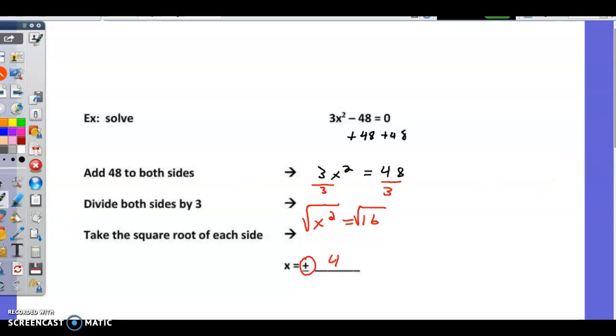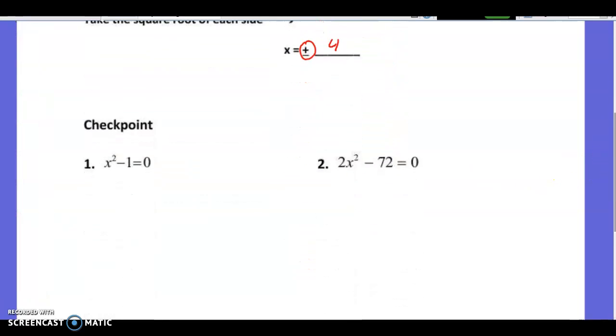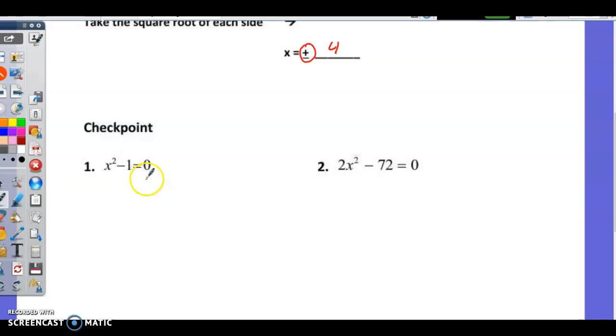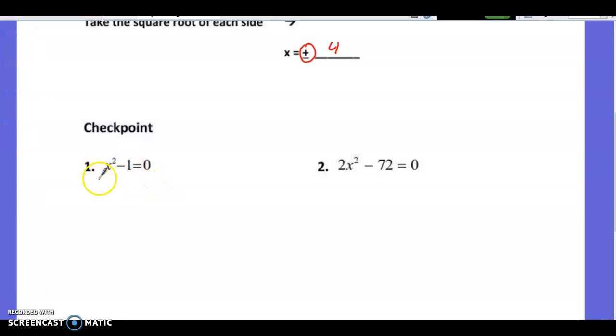All right, so those are the steps on how you do those problems. Go ahead and pause it here and try these two problems. I'm going to go ahead and go through them. So for here, I need to get the x squared by itself. So to do that, I have to add 1 to both sides. Then I rewrite it as x squared equals 1.